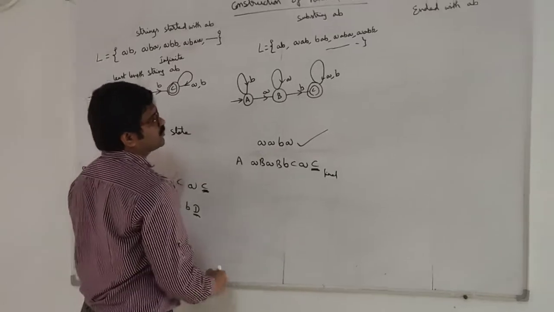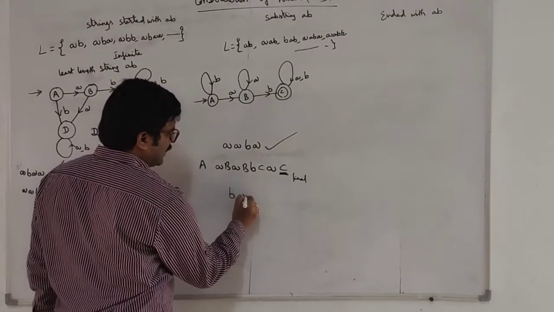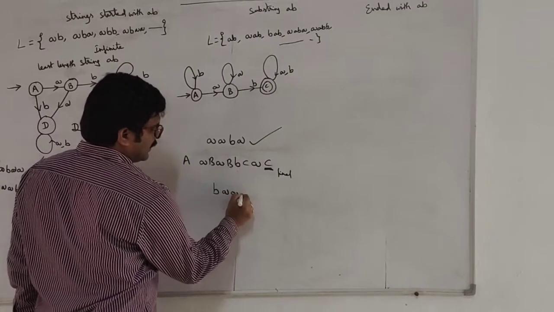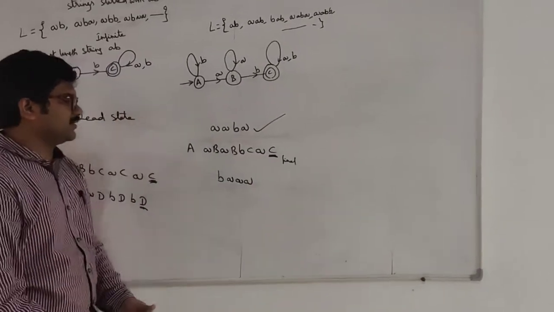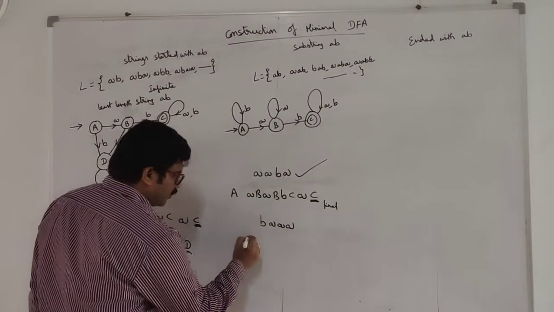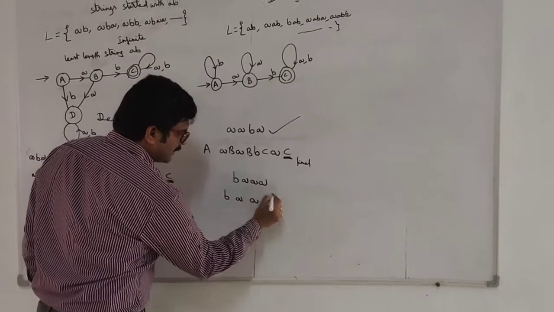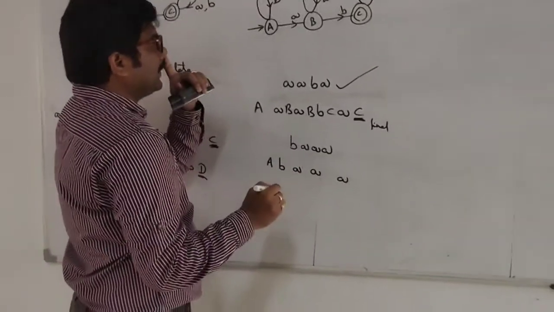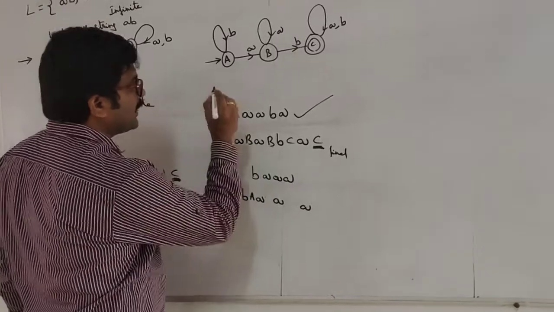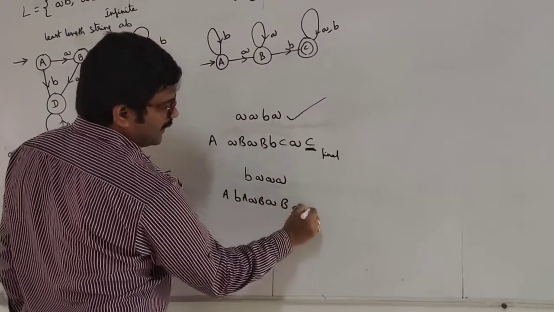Now I am taking one more string which is not available in the language. I am taking B, A. This string is not available in my language. To process that, use the second method. Started with A, B, I am getting A, I am getting B, A again getting B, A then B.